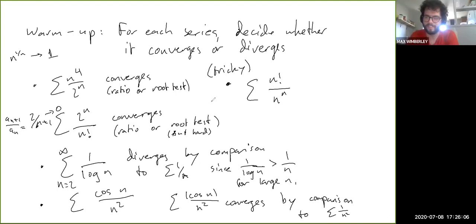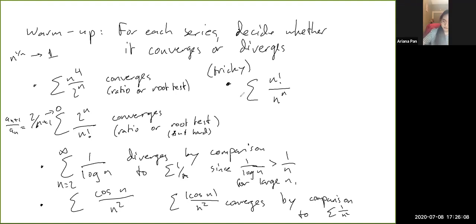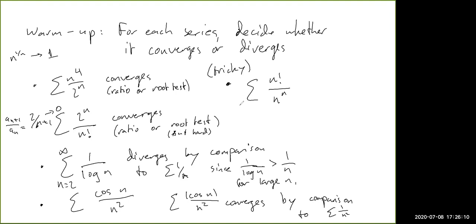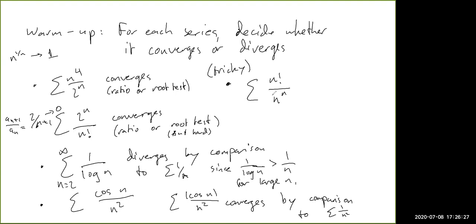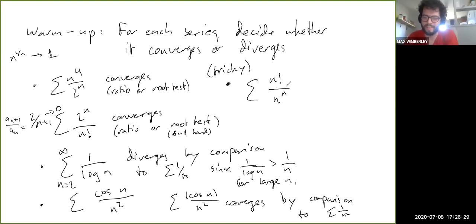Did anyone tackle this? I said it converges because the limit of 1 over n times the nth root of n factorial, and I think before you said that goes to 1 over e. Yeah. So 1 over e is less than 1, so it converges. Yeah, that's definitely the right logic.